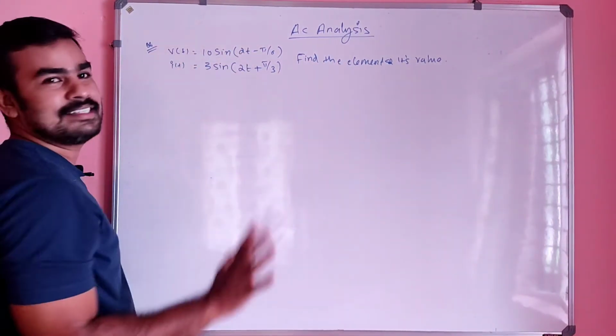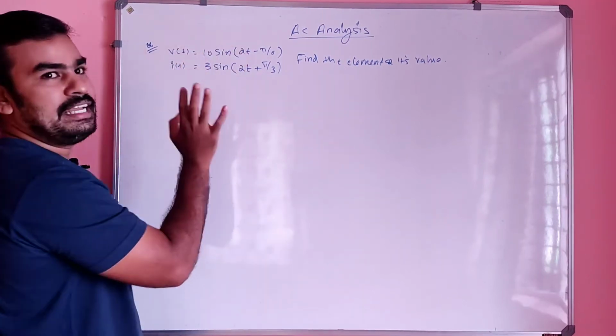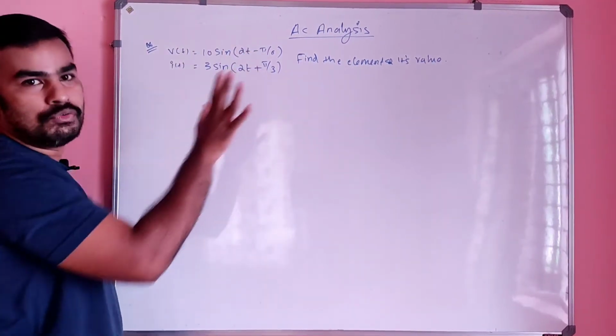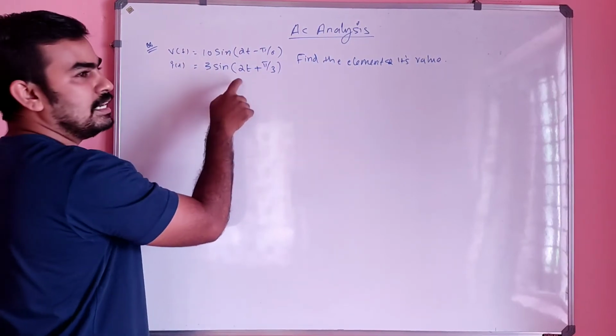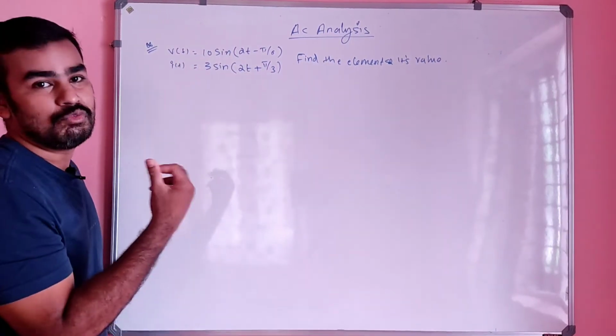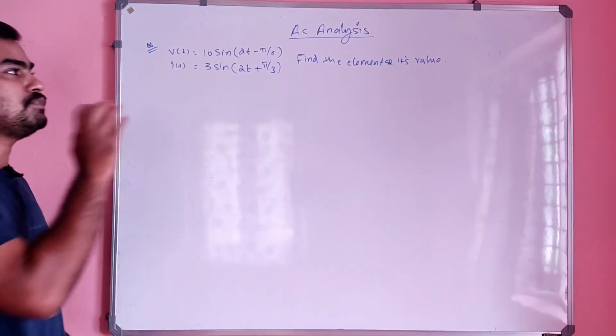What element is this? We applied a v of t. Due to that there is a flow of current I of t. For this v of t to produce this much current, what element should that be? That is what we have to find first.